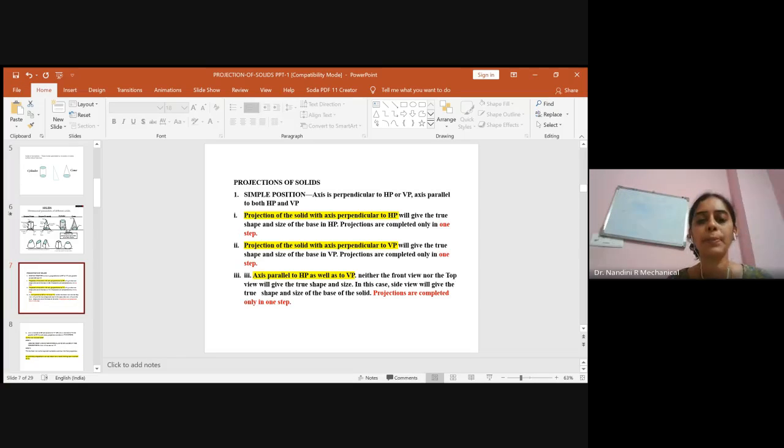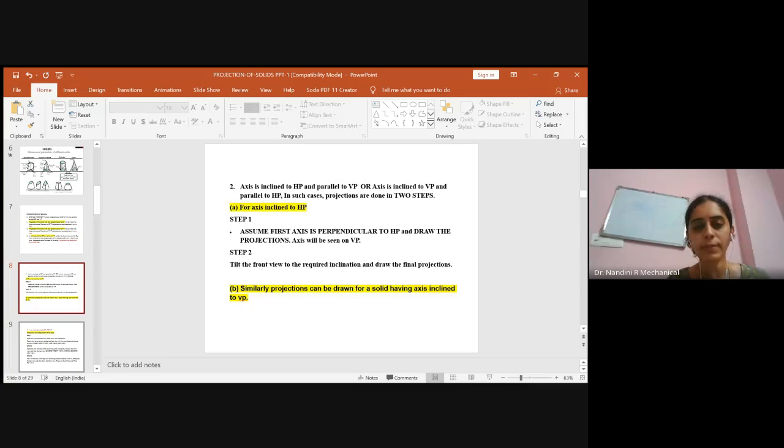So that you have to keep in mind. If the axis is parallel to both the planes, the true shape of the given solid will always lie in our side view. If the axis is perpendicular to HP, the true shape and size of the base will be provided in HP, meaning in our top view. If the given solid's axis is perpendicular to VP, the true shape and size of the base of the given solid will lie in our VP plane. So these are about the simple positions.